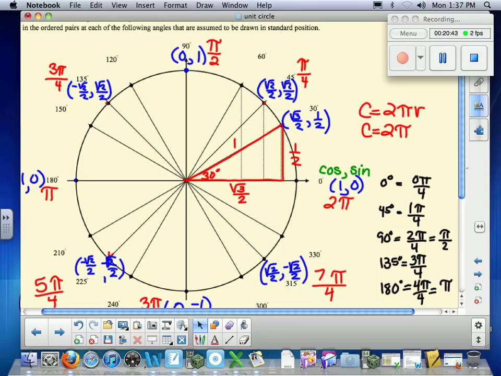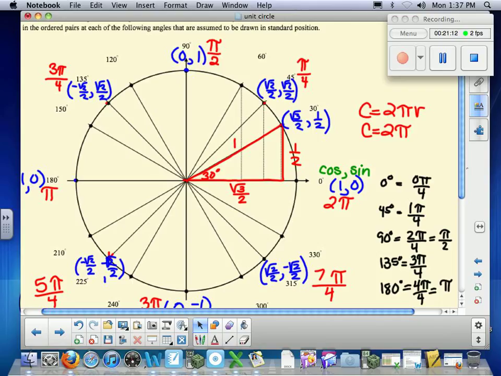So this tells math geeks of the world, if you know cosine of 30 degrees, it's square root of 3 over 2. If you need sine of 30 degrees, it's 1/2. Because remember, cosine and sine are the x, y values.